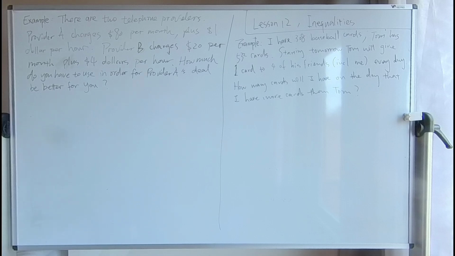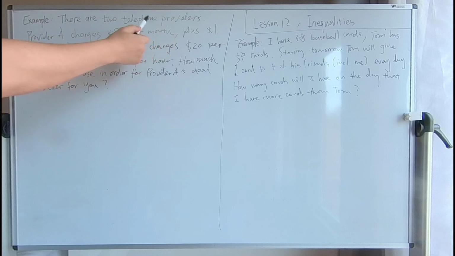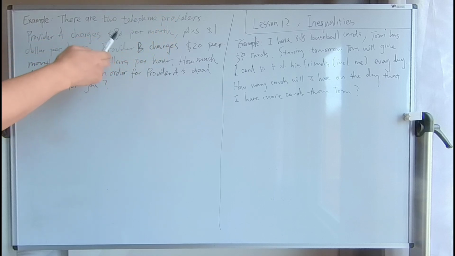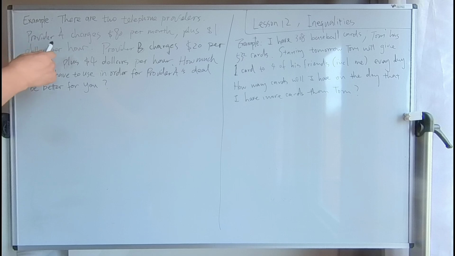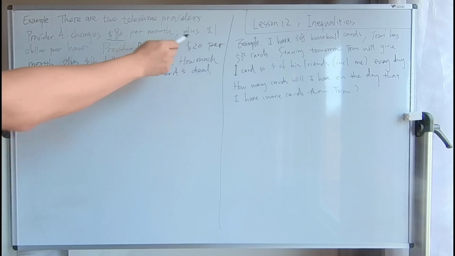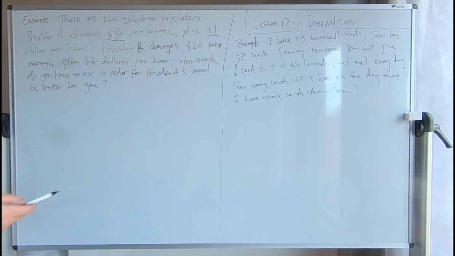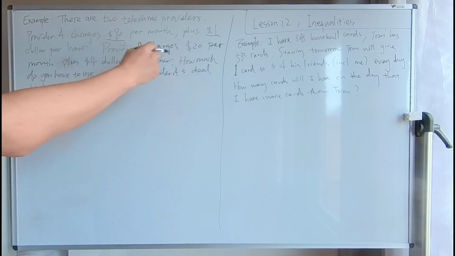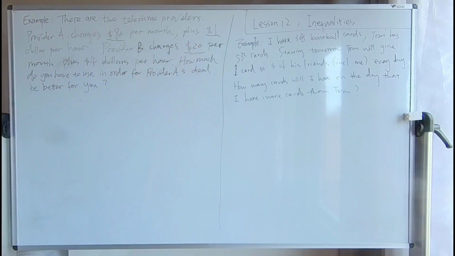So the first example, suppose that we have two telephone providers, and the two providers have two different plans. The first provider, A, charges $80 per month as the basic fee, and then it charges an additional $1 for each hour of calling. So that's provider A's deal. Provider B's deal charges only a $20 basic fee per month, but plus $4 for each hour of telephone calling.